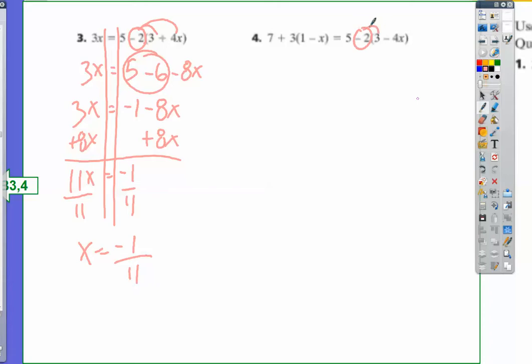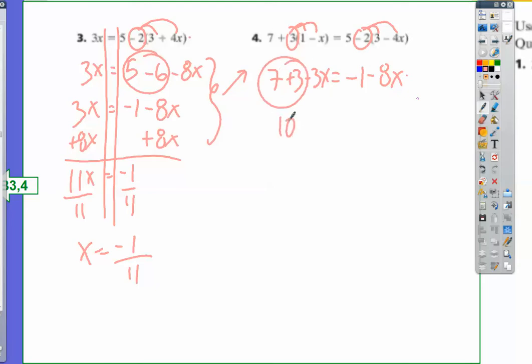We still have this negative 2, and gratefully it's the same thing that we did before. So we know that all of this is going to be applicable to this side over here. So I'm just going to go ahead and write negative 1 minus 8x, because I know that this distribution will net me that. But now I also have to multiply that 3 through, so I get 7 plus 3 minus 3x. So then add those. 10 minus 3x is equal to negative 1 minus 8x.